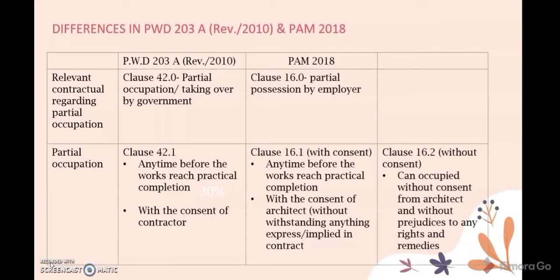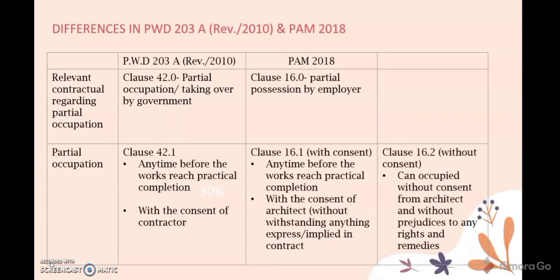For Clause 16.1, partial occupation can be achieved anytime before the works reach practical completion. Practical completion there means the whole works is done, but it must be with the consent of the architect, notwithstanding anything expressed or implied in the contract. This gives another meaning of breach of the contract.